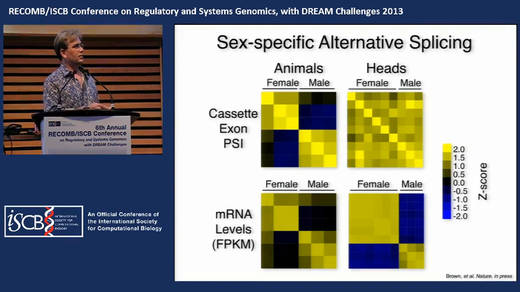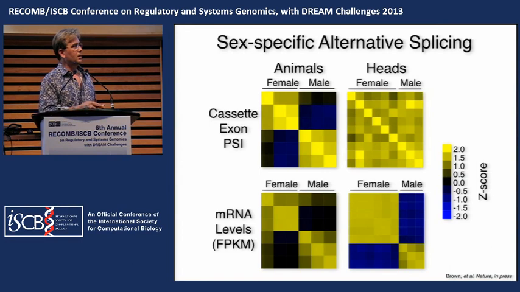We see that the females and the males are very similar to one another, but they're very different from each other. Whereas if we look at the head data, we were really surprised to see that female and male heads basically looked identical looking at the splicing levels. Which was very surprising considering there's a lot of literature saying that there are all these sex-specific splicing events. But if we look at mRNA levels instead, we can see that there are big differences.